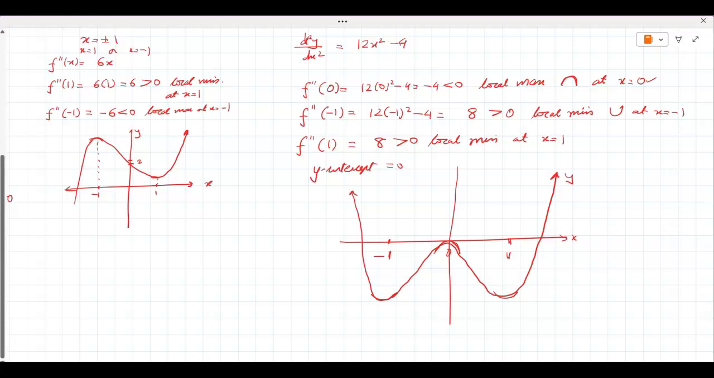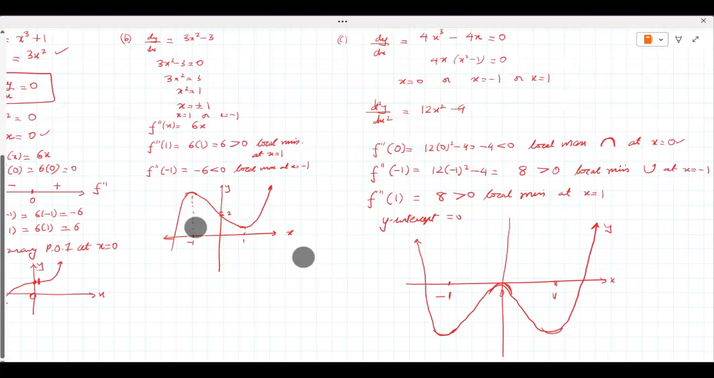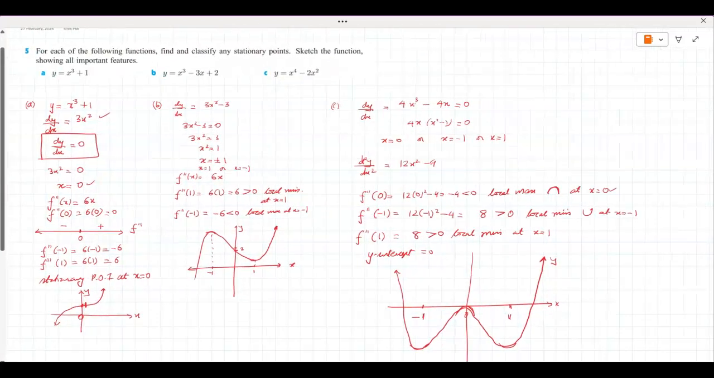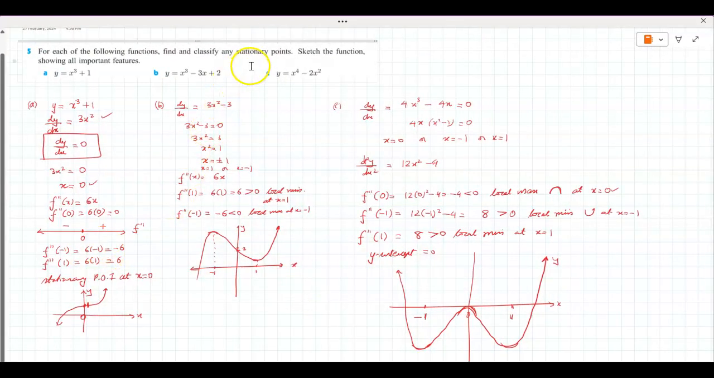We are not finding the coordinates. If they ask you for the coordinates, you can plot the coordinates as well. So did you follow? What are the steps for finding and classifying the stationary points? Very simple. Take the first order derivative and make it equal to 0. You may get one answer, two answers, or three answers. Each of those answers you put in the second order derivative to decide. If it's negative, it's a sad face, concave down, which means a local maximum. If it's positive, it's a local minimum. So this is how you can plot.